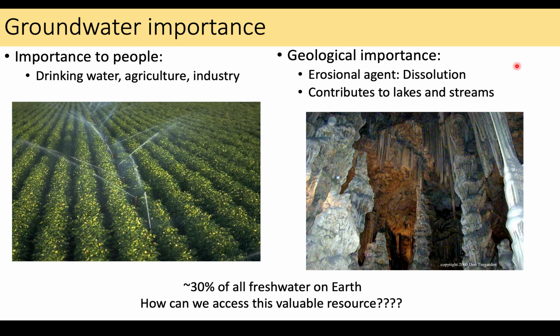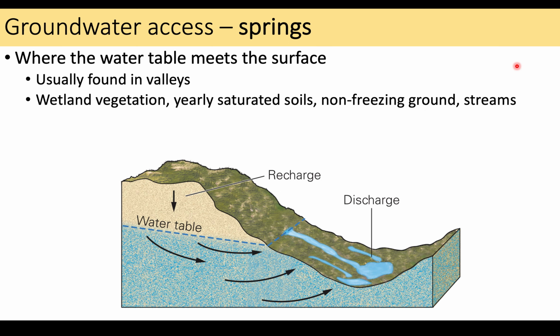So about 30% of all fresh water on Earth is in groundwater, is below the surface of the Earth. 30% of all of our fresh water. So how do we access that? Because as you know, living in California, water can be very scarce. So how do we access water from our groundwater? One way is through natural springs.